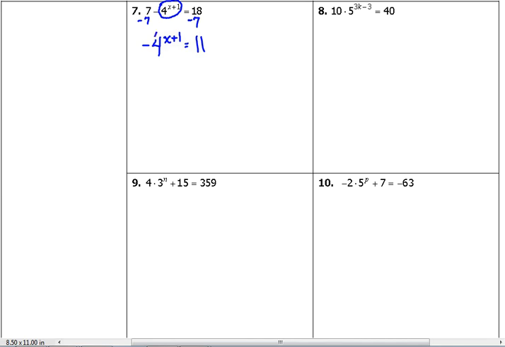Is the exponential by itself yet? No, it's got a negative in front of it. How do we fix that? Divide by negative 1.